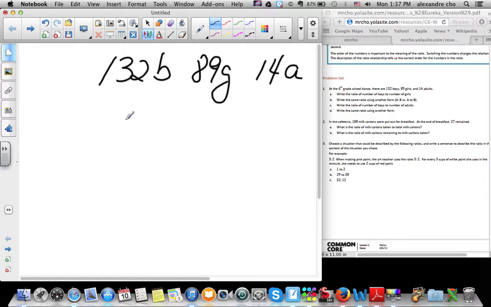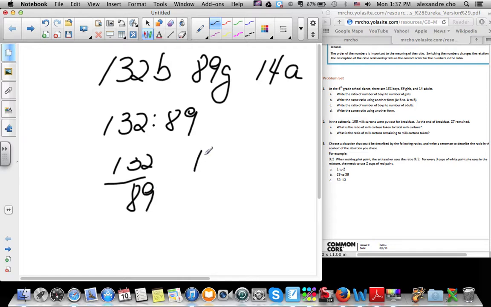Well, you're comparing number of boys to number of girls, so it's 132, and you can write it with a colon, to 89. B, write the same ratio using another form. Well, another way of writing this is, as you know, division. And you can write it using the word "to". So just 3 different ways of writing the same ratio. They all mean the same thing.